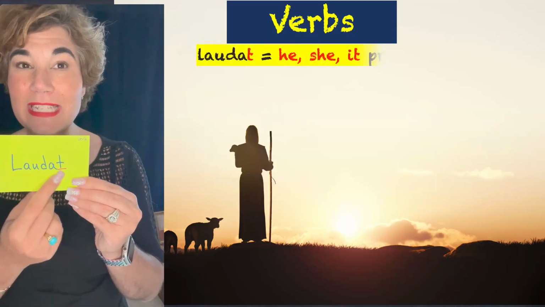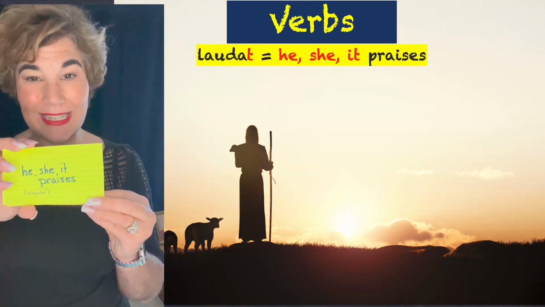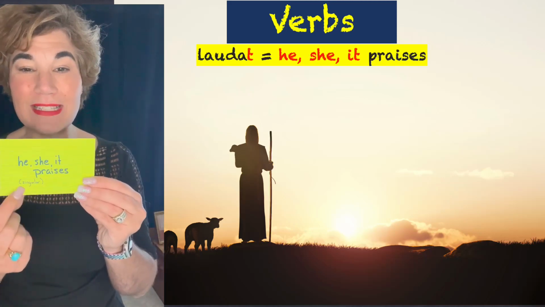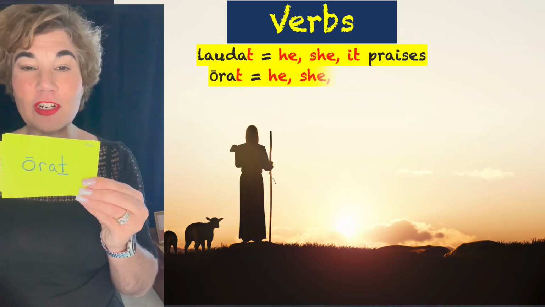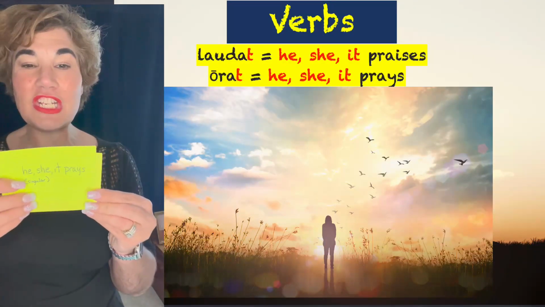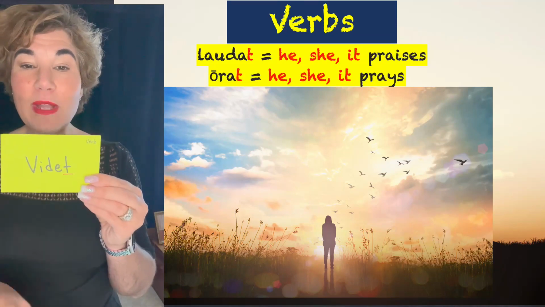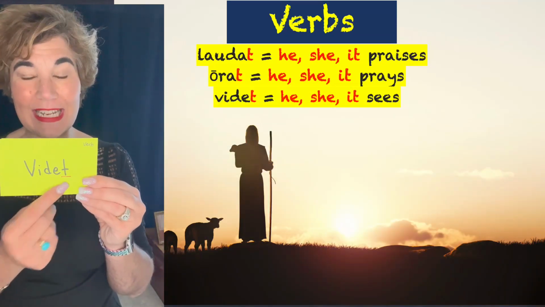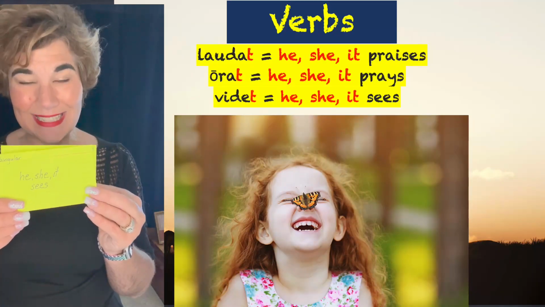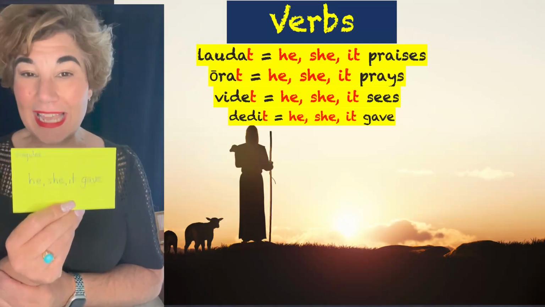The first one is laudat. Laudat translates to he, she, or it praises. Like you have praise and worship. Well, he, she, or it praises in the singular. Our next verb is ōrat. With the T ending, we know it's singular, and it's he, she, or it prays. Like you pray by yourself. Then we have videt. Videt has that T ending again. This one translates to he, she, or it sees. And finally, dedit is he, she, or it gave.